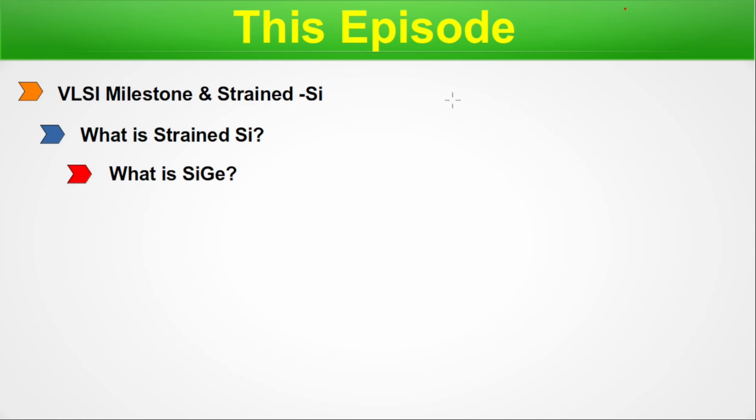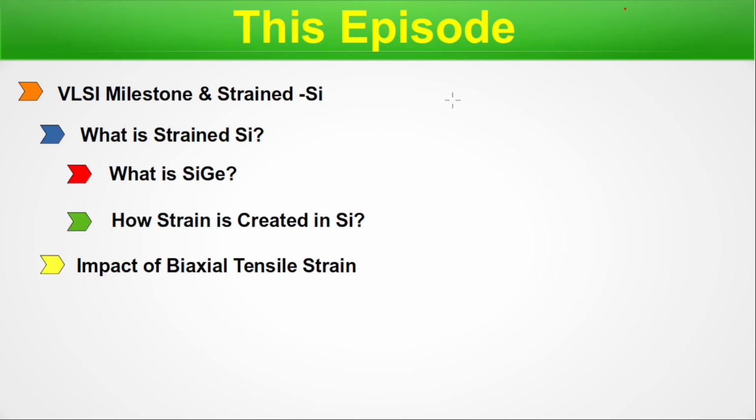When we are discussing strained silicon, it's very important to understand silicon germanium, as silicon germanium is used as strain creating material. Introduction of strain in conventional silicon is done by multiple mechanisms. One among them is use of silicon germanium. So we must understand silicon germanium and its basics. Then, how strain is created in silicon, impact of biaxial tensile strain, and finally impact of compressive strain. So we are done with this slide. Now let's move to the first slide.